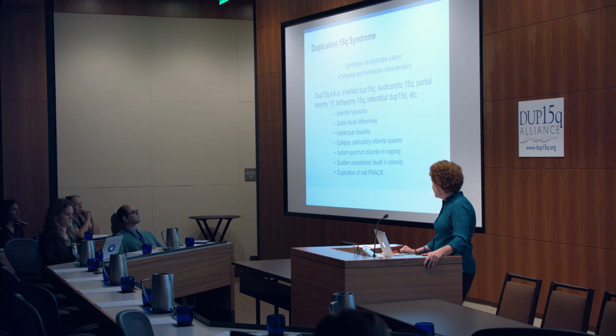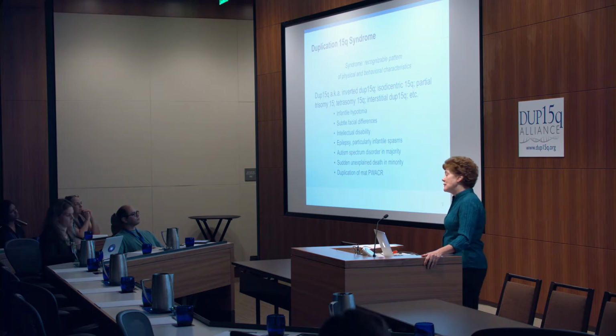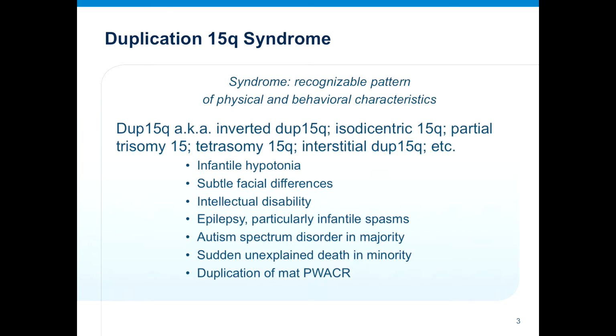Intellectual disability of varying degree. Epilepsy is certainly a feature and a significant concern for at least half. And autism spectrum disorder in a majority. There's a very small minority that have SUDEP, or sudden unexplained death in epilepsy.